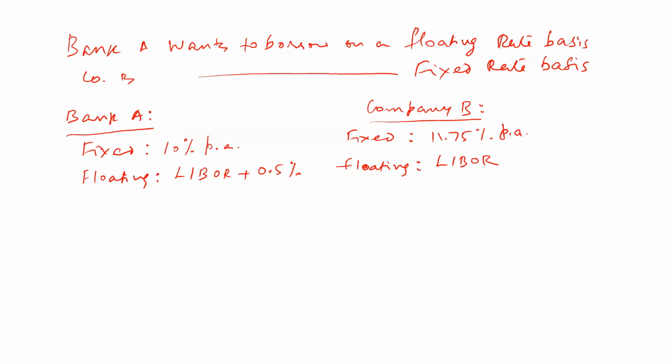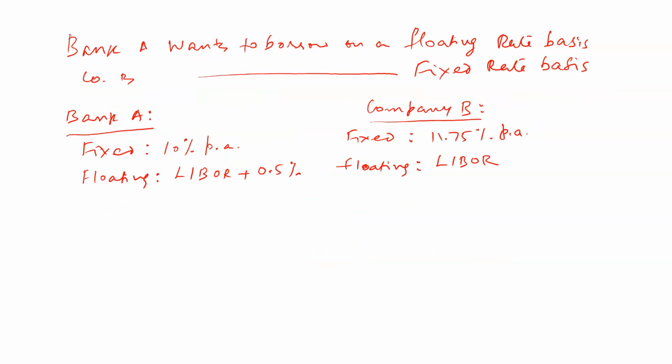Now, if you look closely, these two entities, Bank A and Company B, have a comparative advantage in one of the markets each. Look closely. Let's look at Bank A first. If it wants to borrow on a fixed rate basis, then they will have to pay an interest rate of 10%.